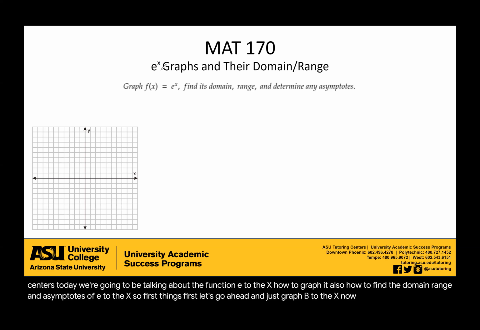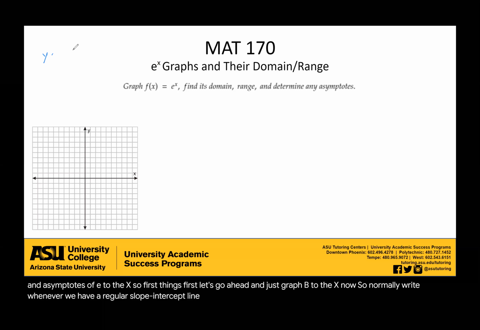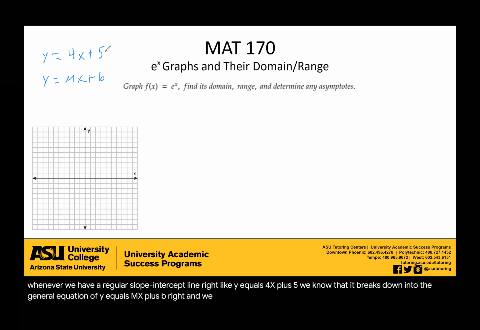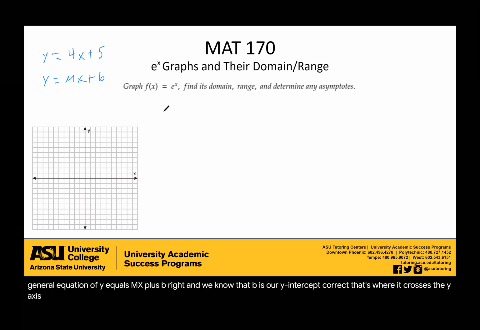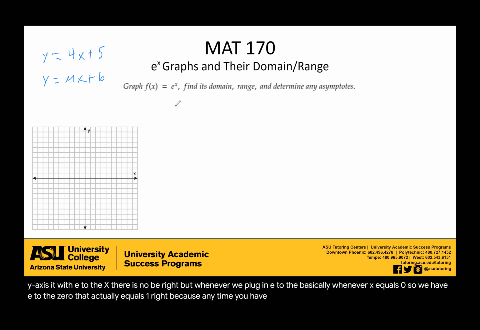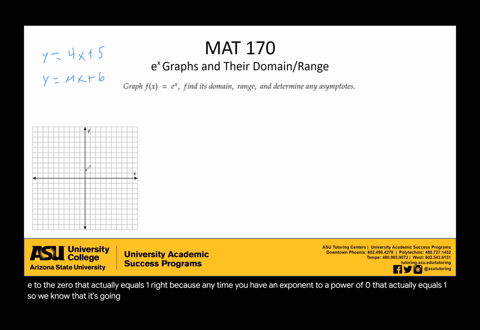Normally, whenever we have a regular slope-intercept line, like y equals 4x plus 5, we know that it breaks down into the general equation y equals mx plus b, and b is our y-intercept, where it crosses the y-axis. With e to the x, there is no b. But whenever x equals 0, we have e to the 0, which equals 1, because anytime you have an exponent of 0, that equals 1. So we know it's going to cross the y-axis at 1.